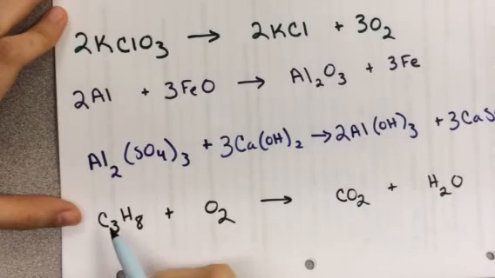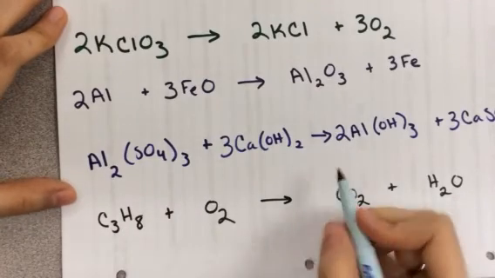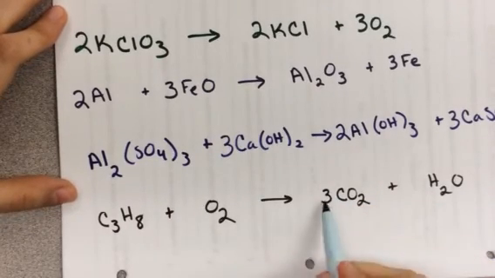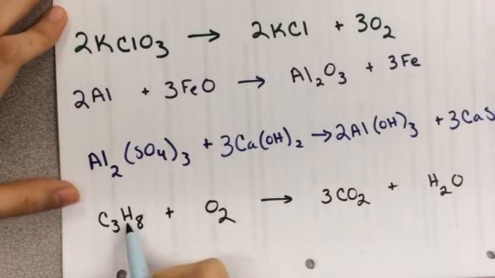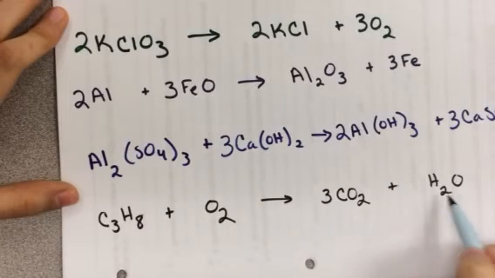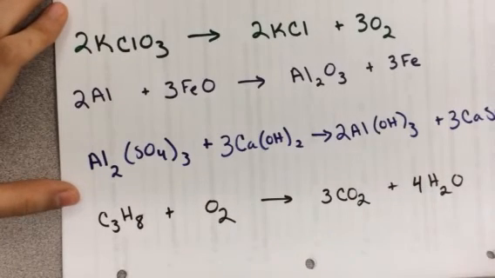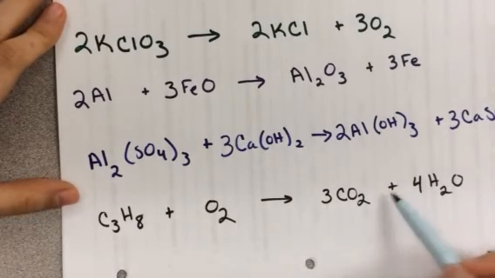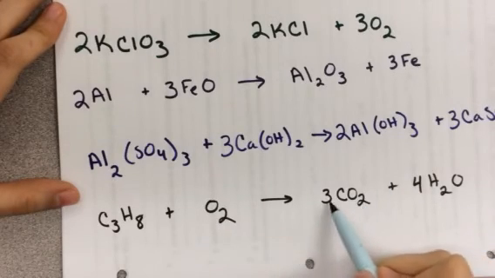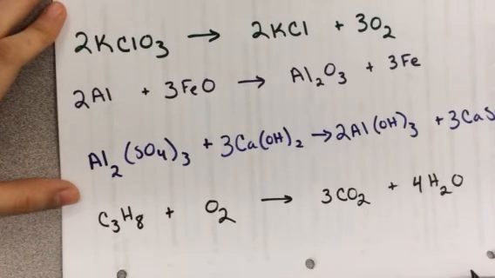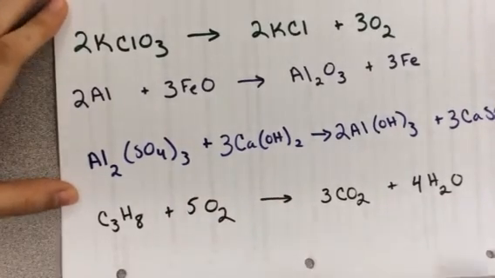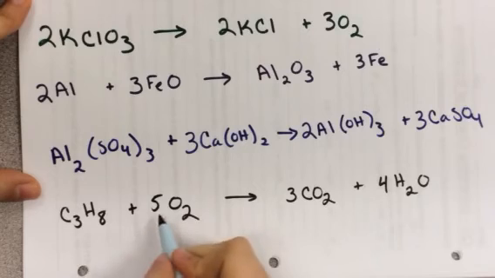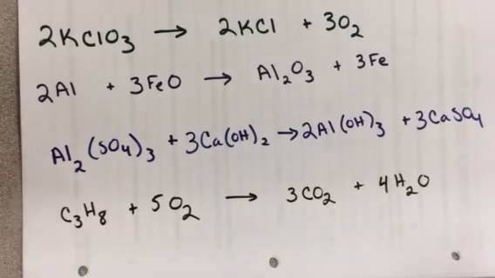Okay, the first thing I would do is looking at these carbons. You've got 3 here, 1 on the product side, so I'm going to put a 3 in front. Let's see, you've got 8 hydrogens here, only 2 here, so we're going to put a 4 in front here. And now we're looking at the total number of oxygens. So here you have 6, here you have 4, that equals 10. So we need 5 molecules of oxygen gas to balance out the oxygen on both sides.